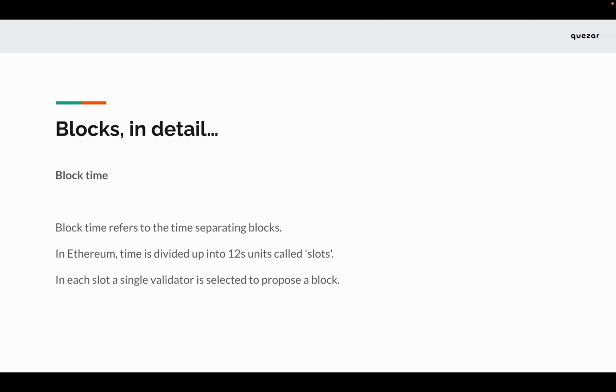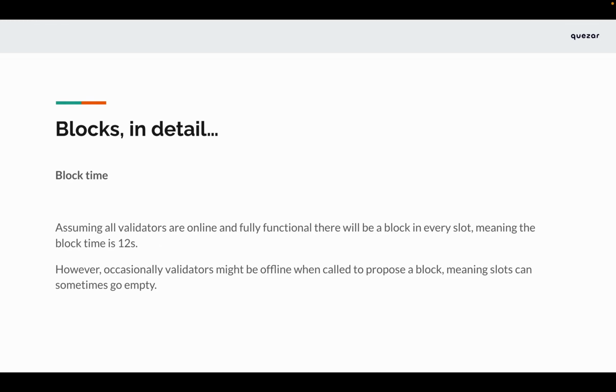Block time refers to the time separating these blocks. In Ethereum, the time is divided into 12-second units called slots. So each slot is supposed to have a new block, and ideally, a block should be added to the network in every 12 seconds. In each slot, a single validator is selected to propose a block. Assuming all of the validators are online and fully functional, there should be a block in every 12 seconds.